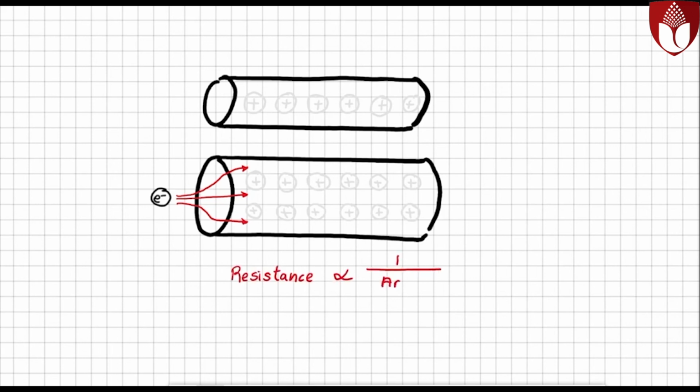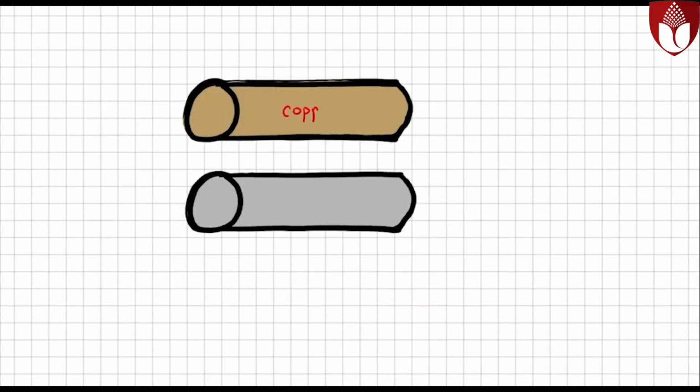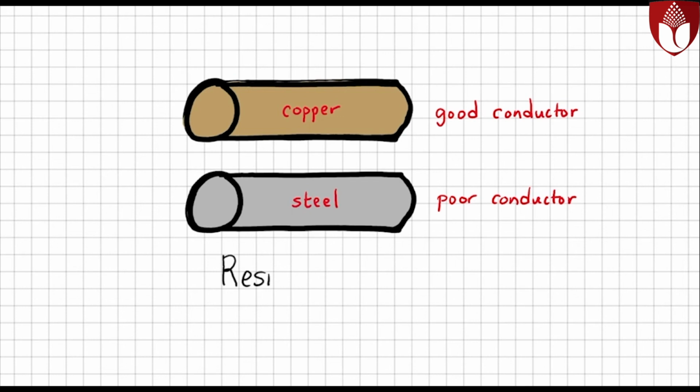inversely proportional to area. But what if we have two wires with the same dimensions, but this is copper and this is steel? Copper is a much better conductor of electricity compared to steel. We need a way to specify how much electrical resistance a certain material has. We call this measurement the resistivity. We give resistivity the symbol ρ.